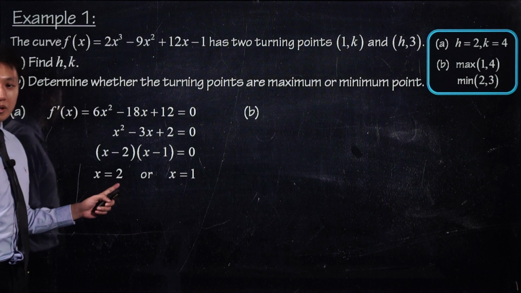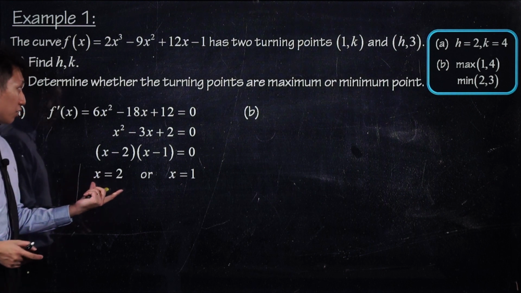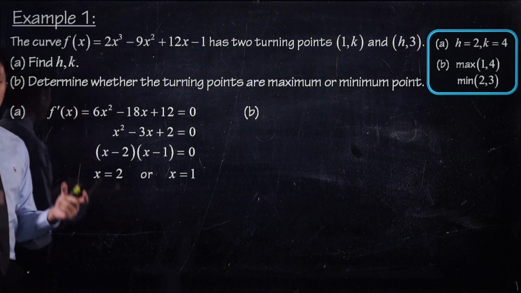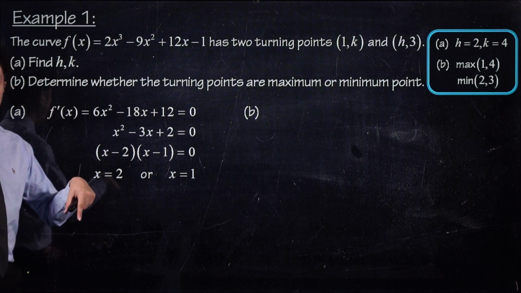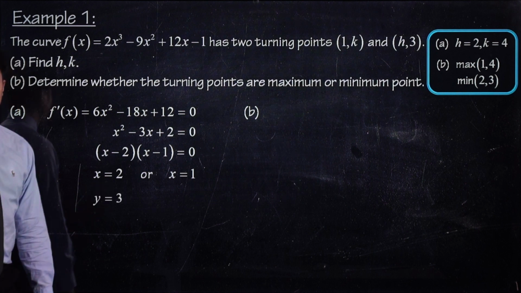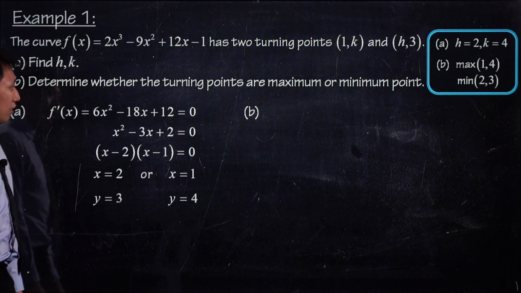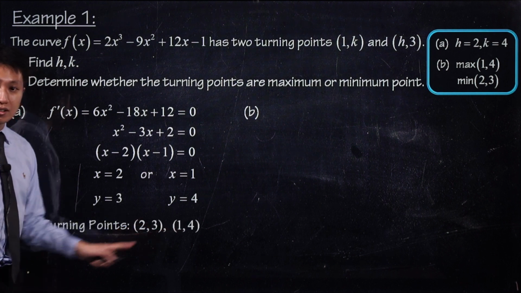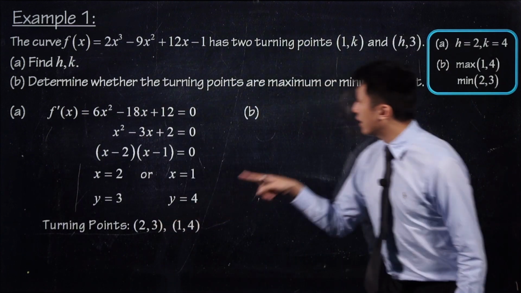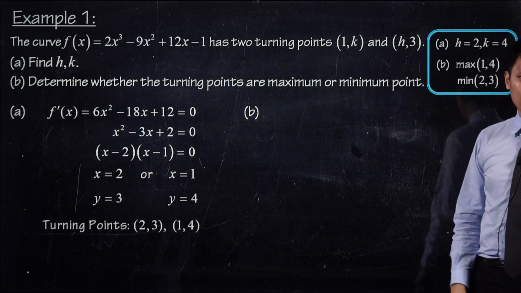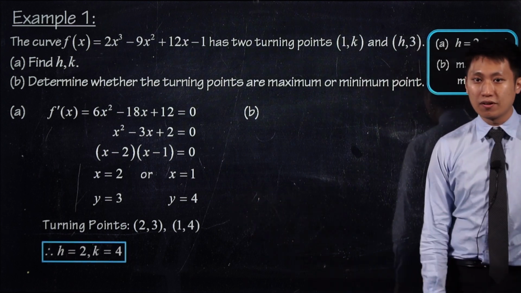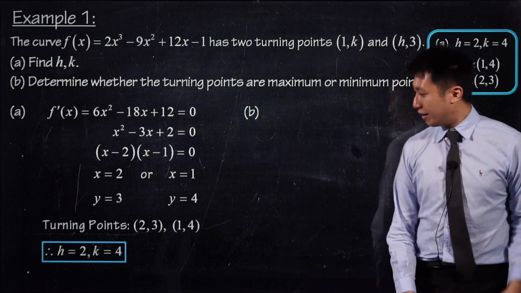For x equal to 2, what do you do to find the coordinate? You substitute 2 into here? No, you substitute this 2 into the original function, because a turning point is a point on the curve itself. So when x equals 2, y is equal to 3. When x equals 1, y is equal to 4. You compare these two turning points with the given ones, then you can find h and k. 2 and 3, so h is 2. Then 1 and 4, so k is 4. So h is 2, k is 4, the same as my answer.